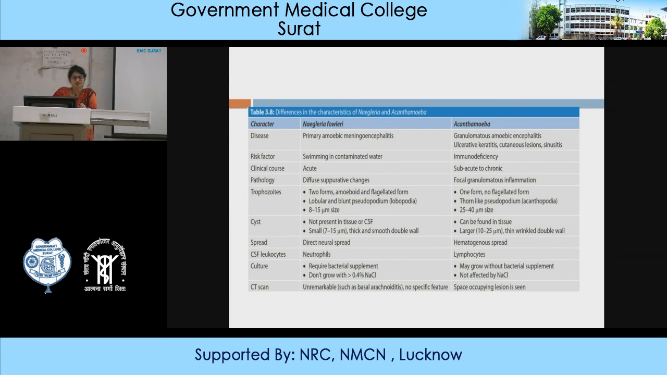In the case of Naegleria fowleri, you will see the trophozoite and the cyst form. The trophozoite has two forms, that is amoeboid and flagellated. While in the case of Acanthamoeba, you have the trophozoite and the cyst form, the trophozoite with acanthopodia and the cyst with a wrinkled cell wall.